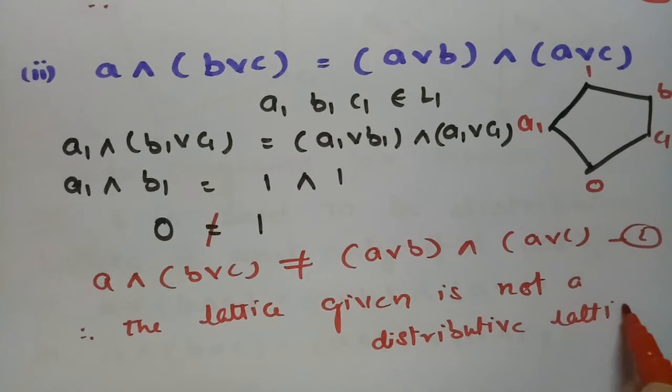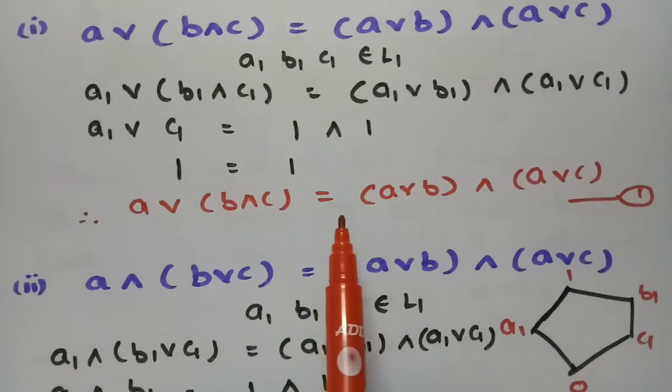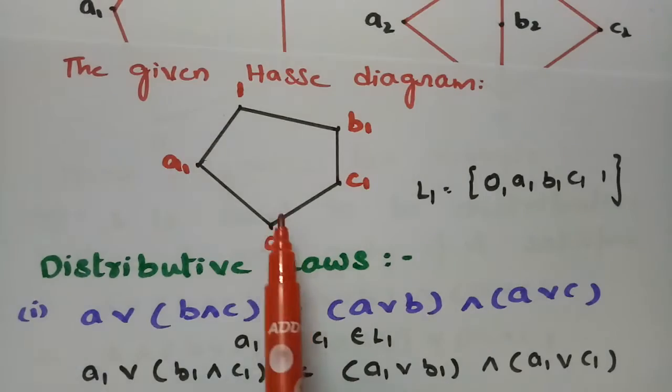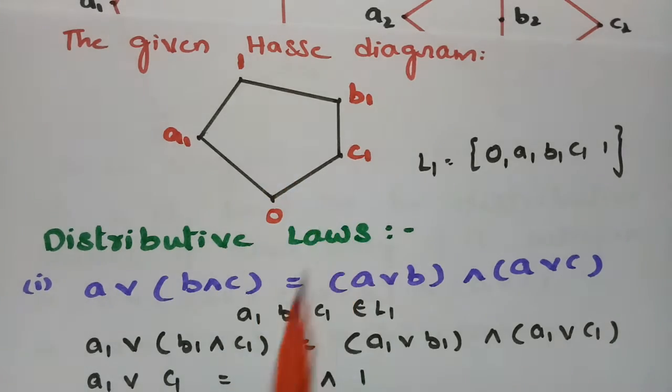It is not a distributive lattice. See here, both the properties should hold. So the first property holds and the second property fails. Therefore, we say that the given lattice, according to this Hasse diagram, is not a distributive lattice.